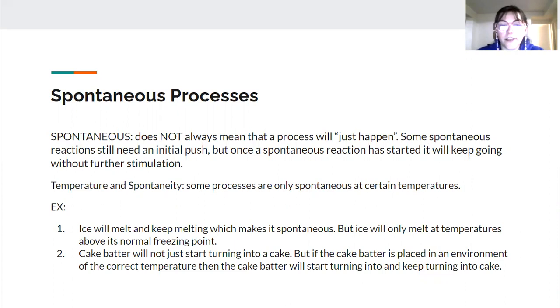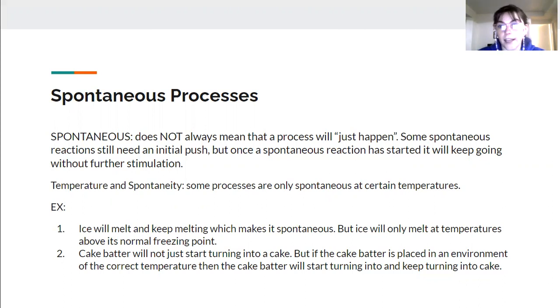Temperature also affects spontaneity. Some processes are only spontaneous at certain temperatures. For example, ice will melt and keep melting, which makes it spontaneous. But ice will only melt at temperatures above its normal freezing point. So if you take an ice cube and you stick it in the freezer, which has a temperature below its freezing point, that ice cube will not spontaneously start to melt and continue melting.